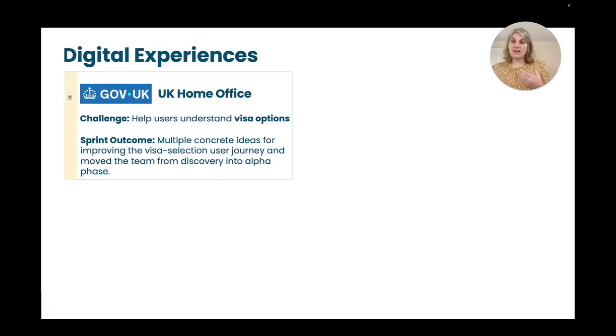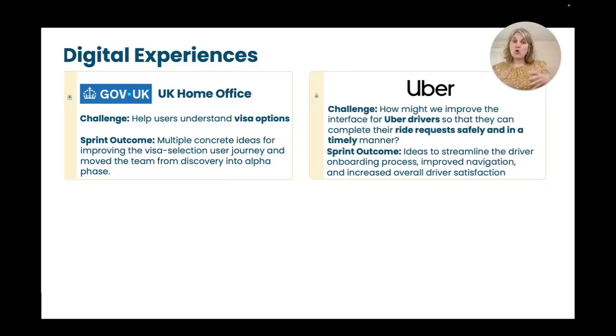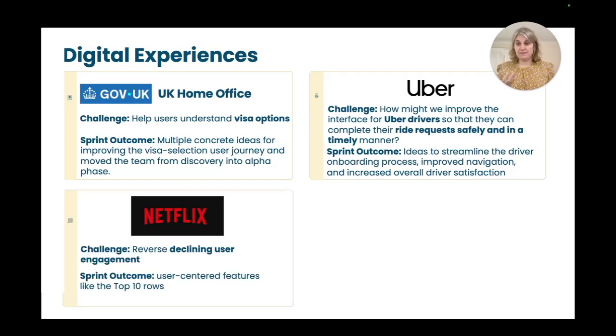For example, the UK government, the UK Home Office, has used design sprint to answer the question, how might we help users that want to get a visa understand the option that applies to them? Uber has used design sprint to answer the question and solve the challenge of how might we help our Uber drivers so that they can complete the right request safely and in time. Netflix has used design sprint when they were having challenges in user engagement because it was declining. Design sprint helped Netflix identify what they have to change in their interface so that the user engagement will not decline but increase.